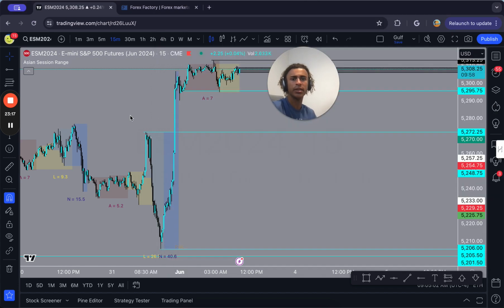Is the SPY chart the same as SPX? SPY and SPX, yes. Yeah, it's almost the exact same. And same with ES. So ES, SPY, SPX, it'll all almost be the exact same. It'll just be little tiny differences sometimes.